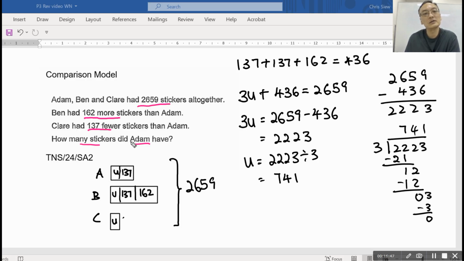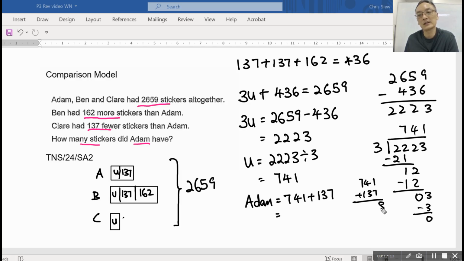The question asks to find how many stickers Adam had. Adam is 1 unit and 137. So Adam will be 741 plus 137. So let's carry out our calculation one more time. So 741 and 137. 1 plus 7 is 8. 4 plus 3 is 7. 7 plus 1 is 8. So we know that Adam would have 878 stickers.